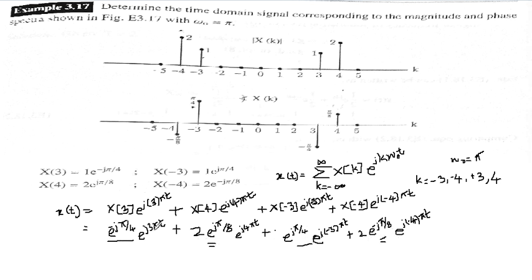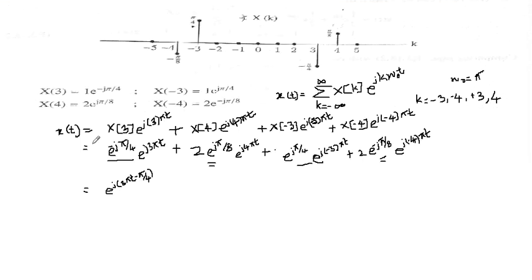So we'll rearrange those. We can write this first term as e raised to j (3 pi t minus pi by 4), as j is outside, and similarly we'll write this term with a plus sign.